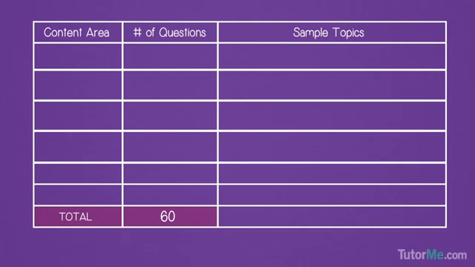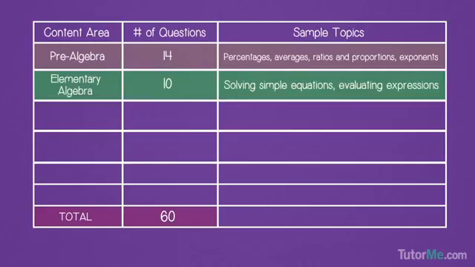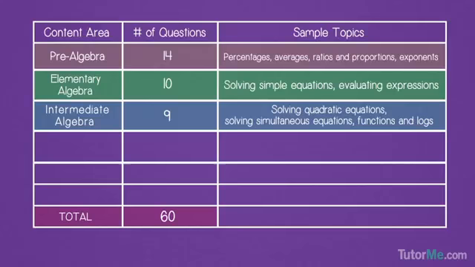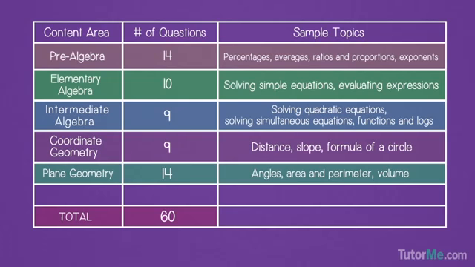We can break down the concepts into 6 main categories. Pre-algebra, which covers percentages, averages, ratios and proportions, and exponents. Elementary algebra, which covers simple equations and evaluating basic algebraic expressions. Intermediate algebra, which covers quadratic equations, solving simultaneous equations, and functions and logs. Coordinate geometry, which covers distance, slope, and formulas of shapes. Plane geometry, which covers angles, area and perimeter equations, and volume. And finally, trigonometry, which covers trig identities and SOHCAHTOA.